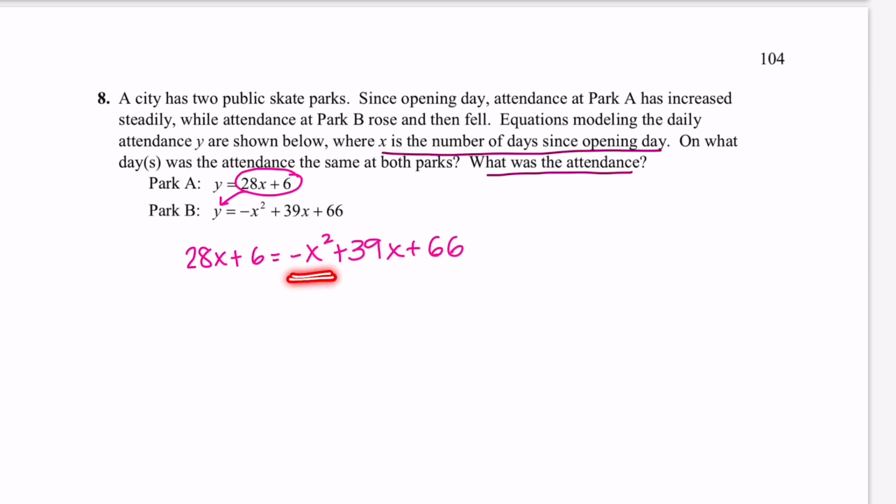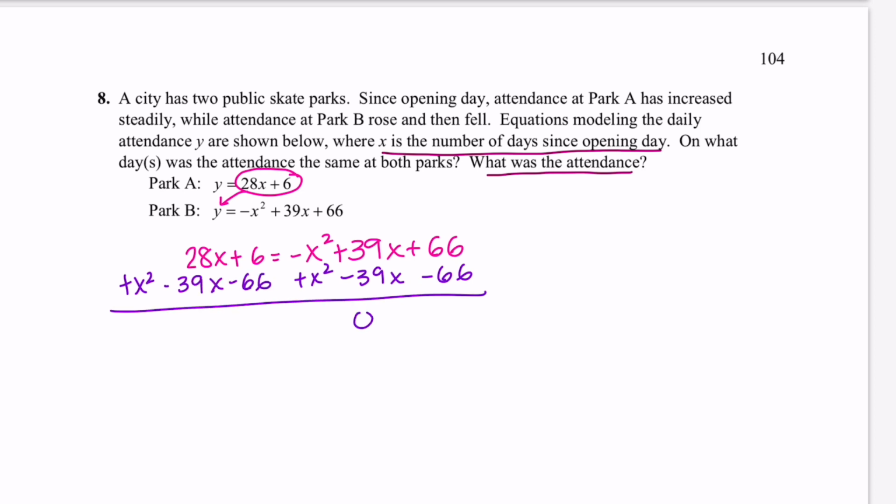Now, if you look at this, I have a negative x squared. If I'm going to factor this, that negative has to be out. It has to be a positive number. So we're going to take everything on the right and pull it to the left side. We're going to add x squared, minus 39x, and minus 66 to both sides of the equal sign, and set that equal to 0. We have x squared minus 11x minus 60 equals 0.